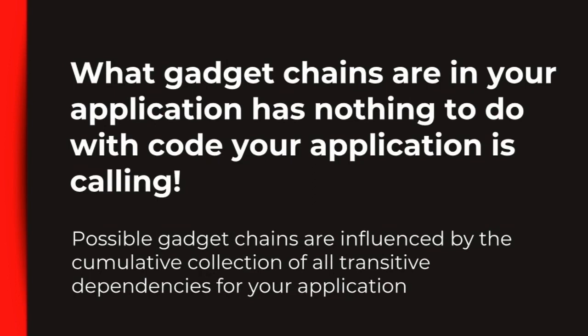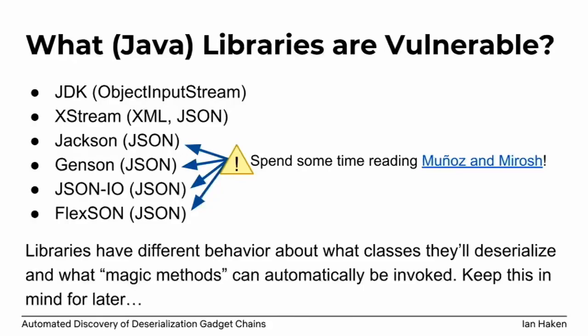And that doesn't have to be just classes you call directly. That is the cumulative sum of all of your transitive dependencies. So if there's something interesting in some transitive dependency you didn't even know you were pulling in, a deserialization gadget chain can potentially utilize that. And that's what makes these things so dangerous and so prolific in applications and practice.